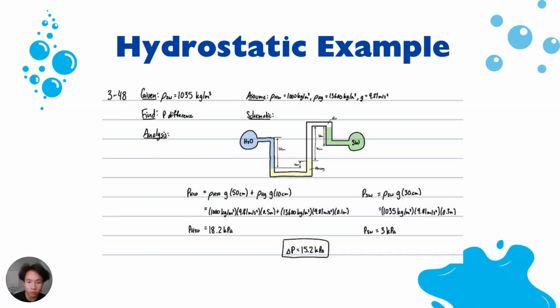To calculate the salt water, it's much easier because there's nothing being added onto. So we just get 30 centimeters of salt water times the density and gravity to get 3 kilopascals. And so we find that the pressure difference between the circle here for water and the circle here for salt water is 15.2 kilopascals. And we didn't have to worry about air because we were told that the pressure of air is negligible in this setting.